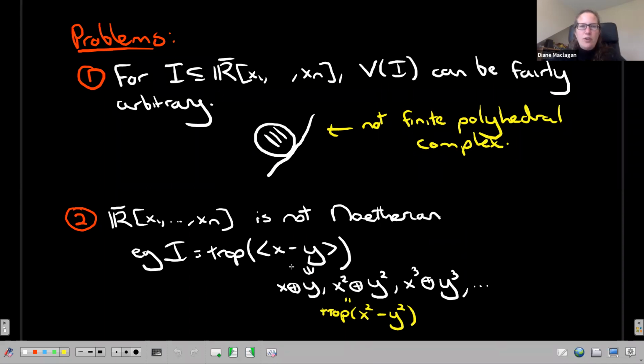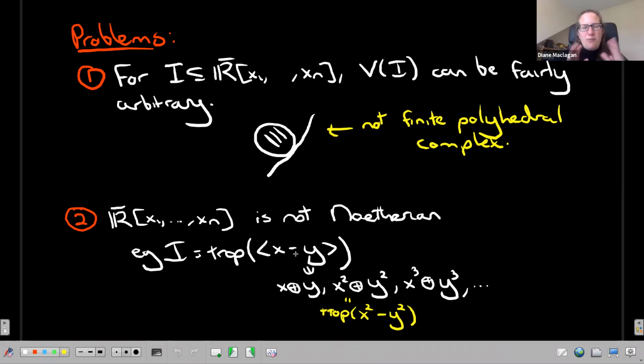If I just take the principal ideal generated by x minus y, when I tropicalize, x minus y turns into x tropical plus y. But we also have x squared plus y squared in the ideal, because that's the tropicalization of x squared minus y squared, which I didn't tell you what the field was here, but it doesn't matter. It's still going to be here. And then you can see we'll get x cubed plus y cubed, because x cubed minus y cubed is also a multiple of x minus y.